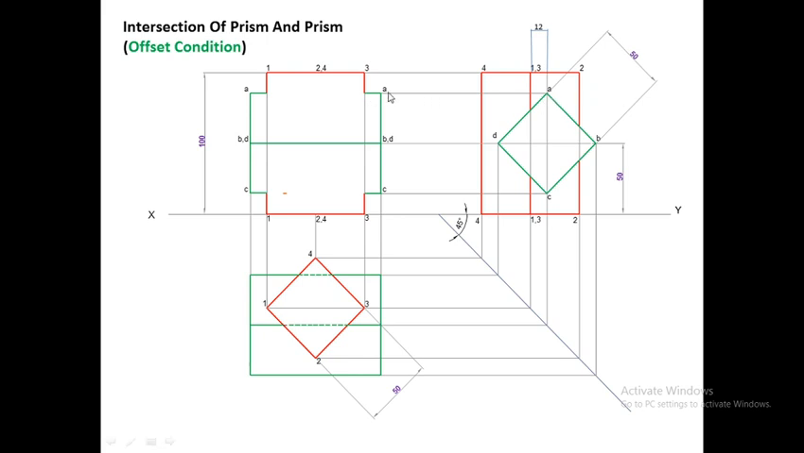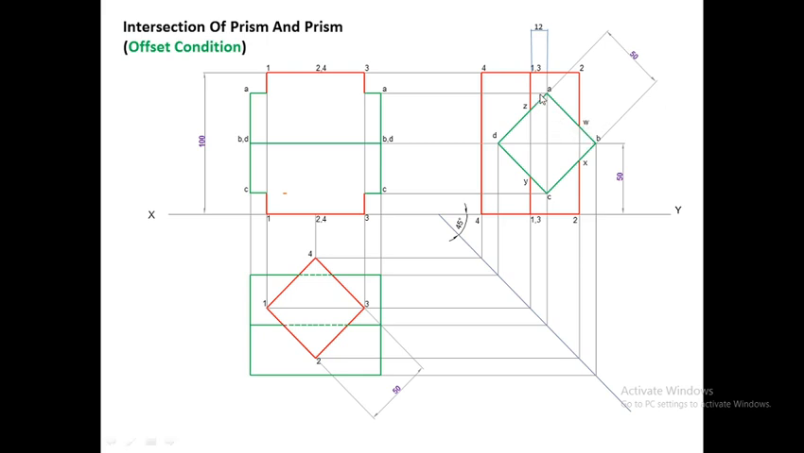Now we have drawn the horizontal edges of the horizontal square prism. First is edge A to A, second is B to B and D to D, and the third is C to C. So we have drawn all the edges, that is A, B, C and D, in the front view. Now in the next step we will mark the points of intersection. You can see we have already marked 4 points A, B, C and D. Now we have to mark the remaining points of intersection where the horizontal square prism will cut the vertical square prism.